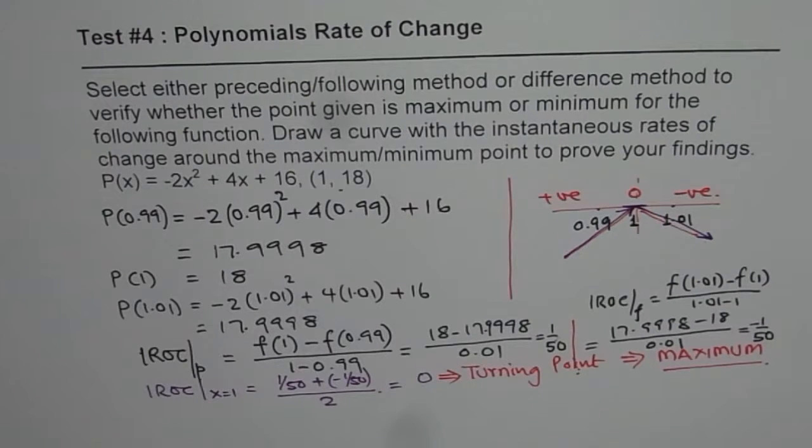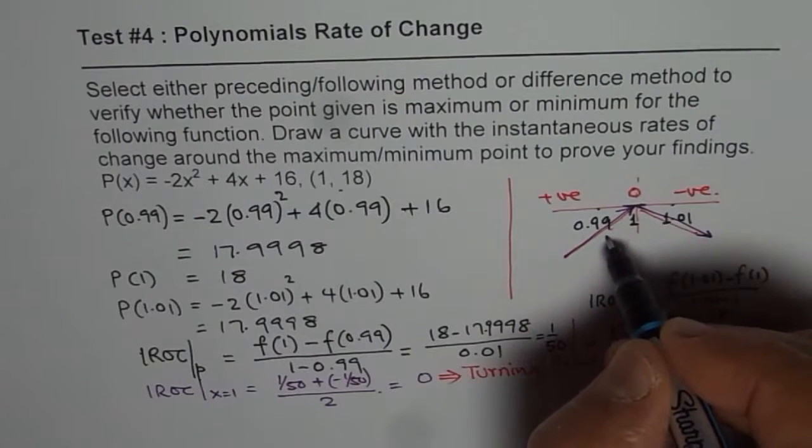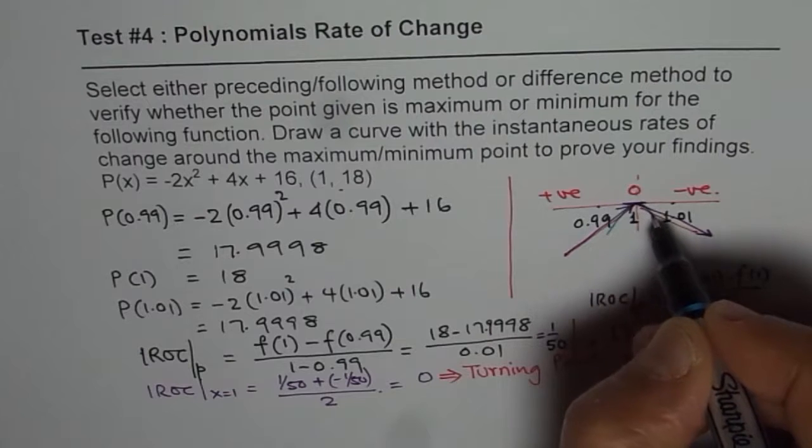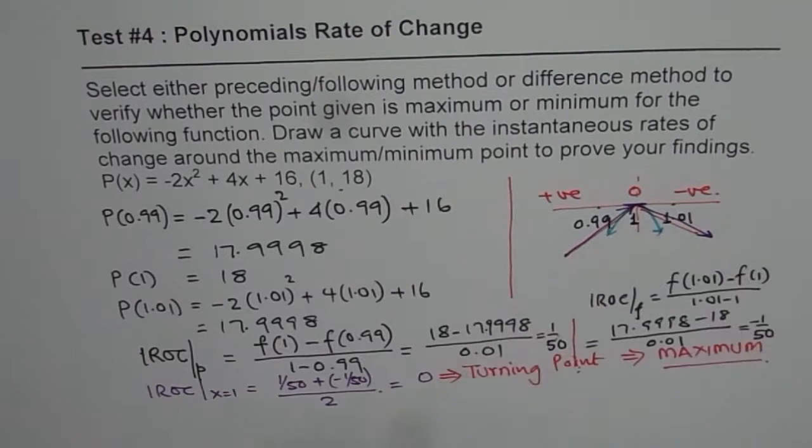And of course, the parabola will have a vertex here, so it's going to be like this. I hope with this the concept is clear how to find or verify that a point represents a maximum or a minimum. Thank you and all the best.